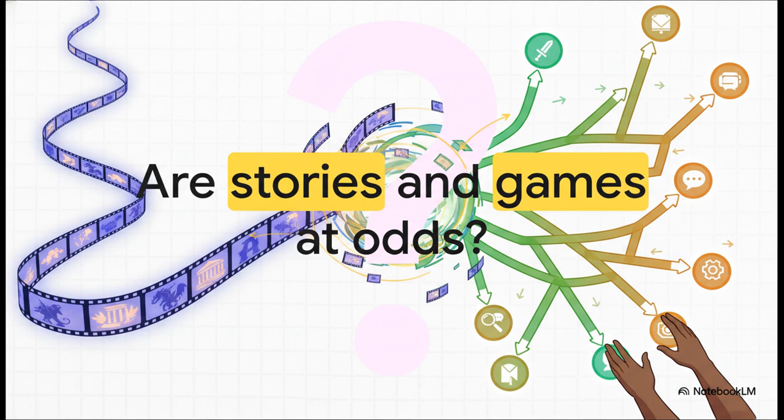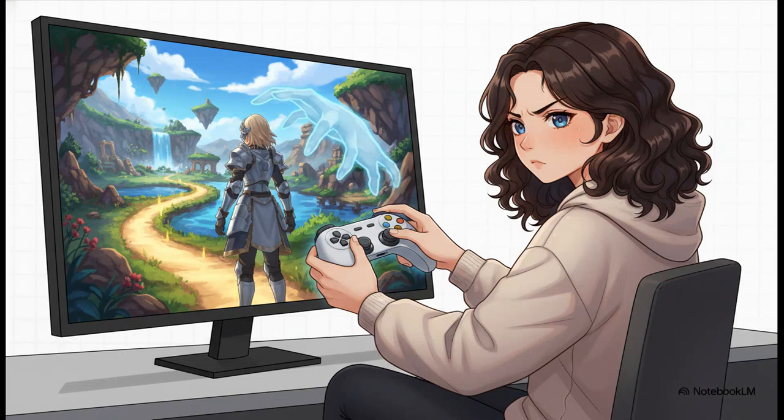So right away, we have to tackle the big central problem. Think about it. A story is usually a set path, right? A beginning, a middle, an end. But a game is all about freedom, choice, and interactivity. So how in the world do you get those two things to play nice together? And this is the tightrope that designers are always walking.